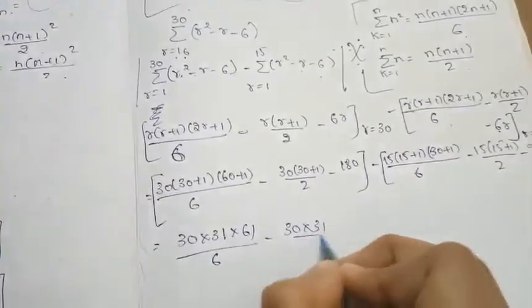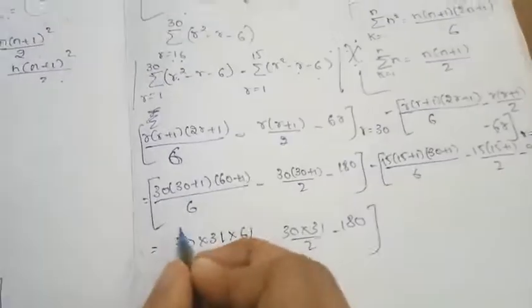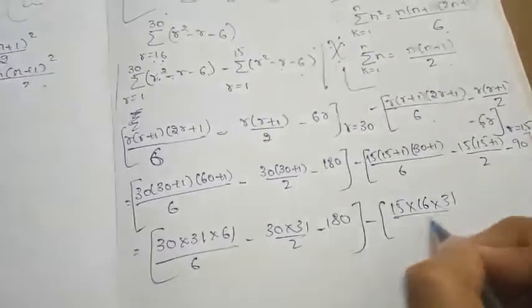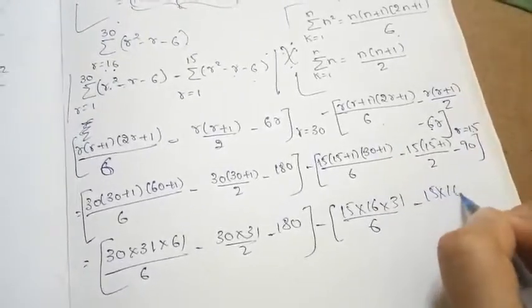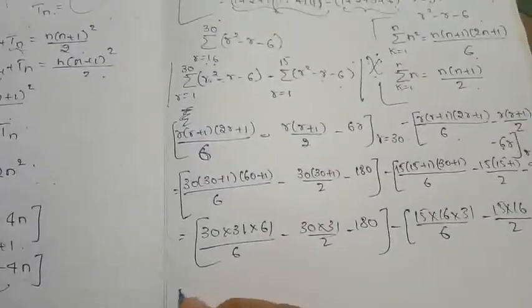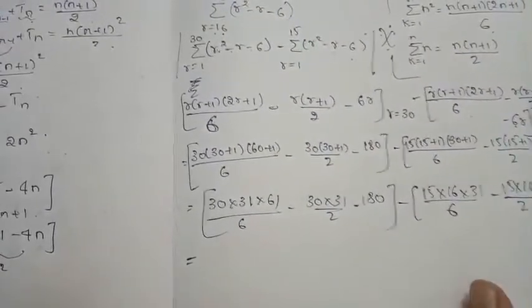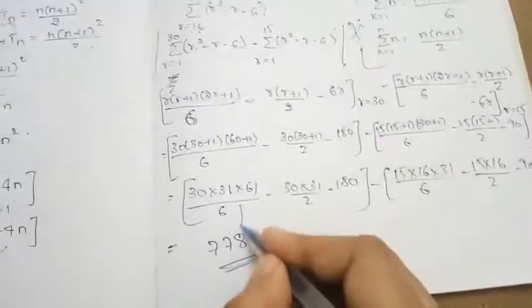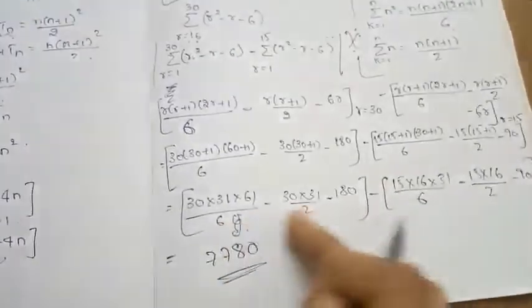So it is 30 into 31 into 61 by 6 minus 30 into 31 by 2 minus 180, minus 15 into 16 into 31 by 6 minus 15 into 16 divided by 2 minus 90. Simplify each thing, get the value of each term, and you are going to get the final answer, which is 7780, our second option. Simplify this one by yourself. This is how we are going to solve this one.